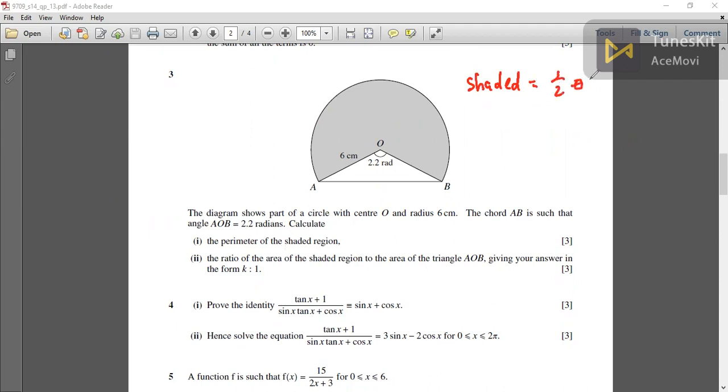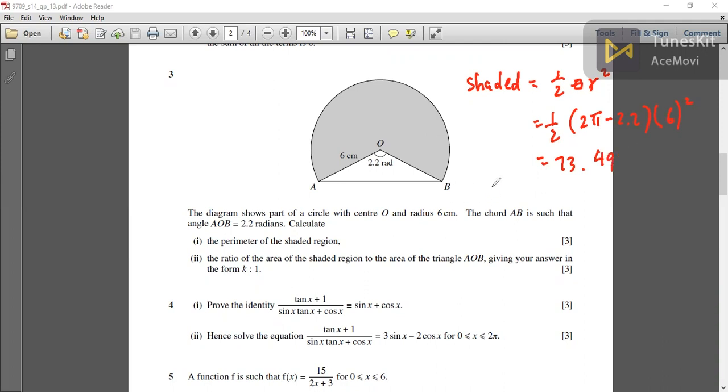Shaded region, half theta r squared. So it is half times theta, as we can know, it is 2 pi minus 2.2, times r squared. So we got the shaded one, it is 73.49.